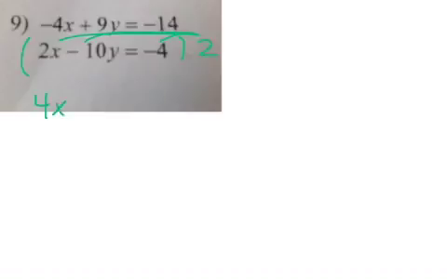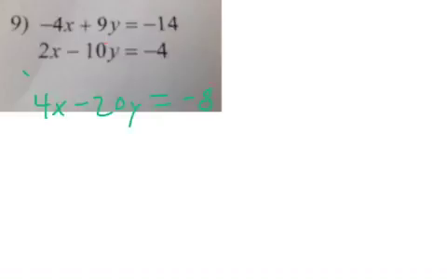So 2 times 2x, 4x, minus 20y equals negative 8. Again, follow the red. All I did was do 2 times 2, then 2 times negative 10, and 2 times negative 4. Be careful of your signs. Okay, let me clean this up a little bit.